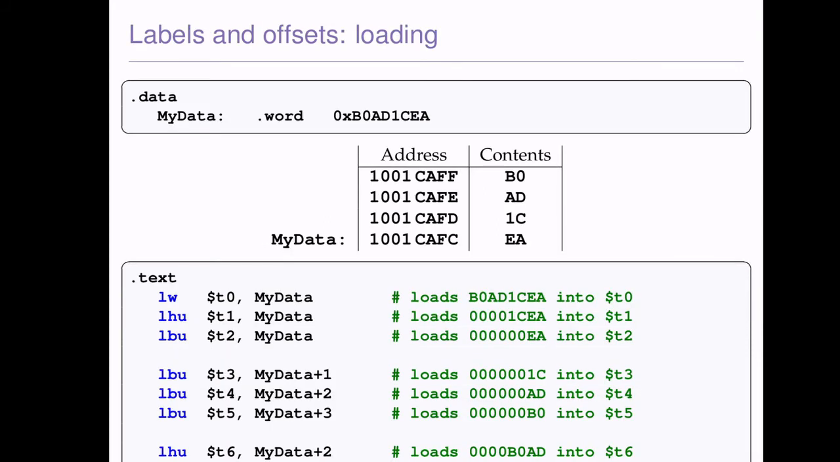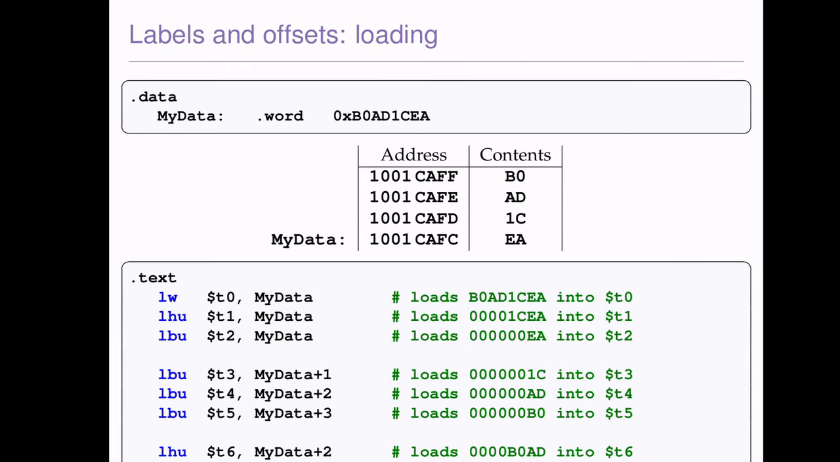So let's have a look at some examples. Say that we stored Boadicea into the MyData memory address location, which will be 101 CAF C. So we've loaded that into T0. Then we should have Boadicea in T0. And if we load the half word unsigned from MyData into T1, we'll get 1C EA stored in register T1, again extended with zeros. And if we were to load the byte from MyData into T2, that would just load EA into T2. So far so good.